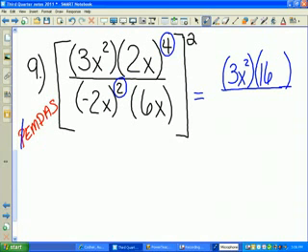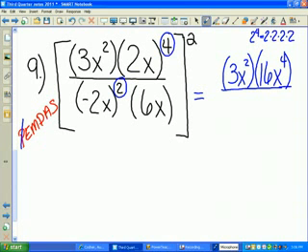That'll give me a total of 16. Because 2 to the 4th power is the same as saying 2 times 2 times 2 times 2. 2 times 2 is 4, times 2 is 8, times 2 is 16. So it's 16x raised to the 4th power.